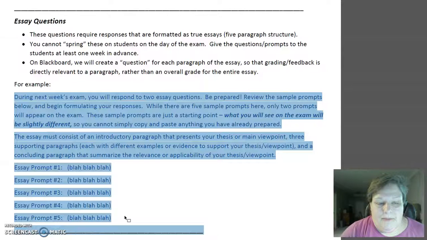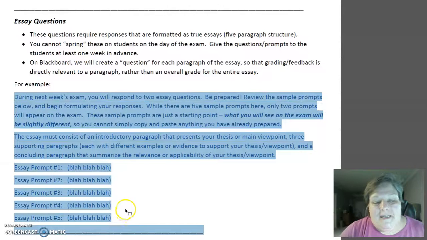There are sample prompts provided below, and you can begin formulating your responses. Just because there are 5 sample prompts here, it doesn't mean that's exactly word for word what's going to show up on the test. So you can't just copy and paste your answers. They're just a starting point. What you're going to see on the exam will be slightly different.